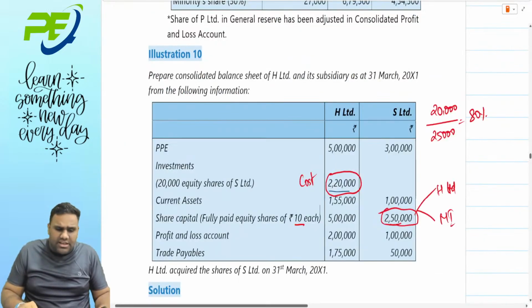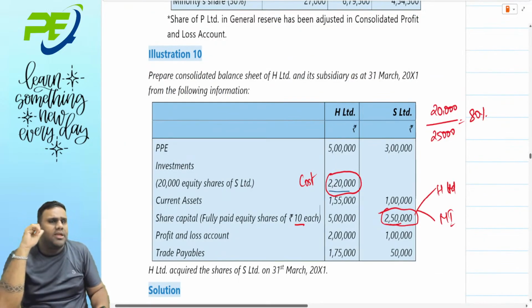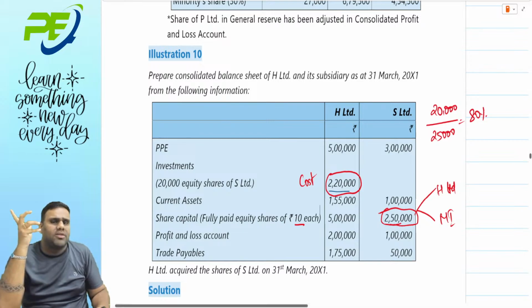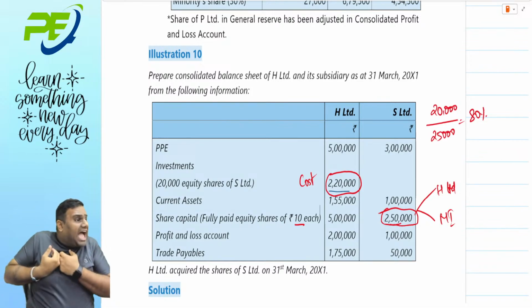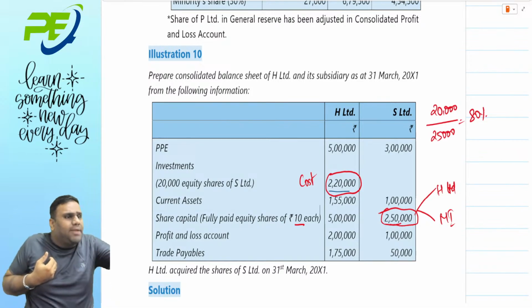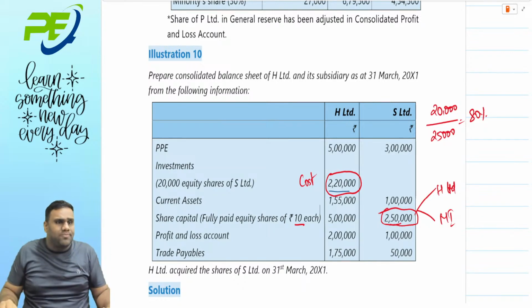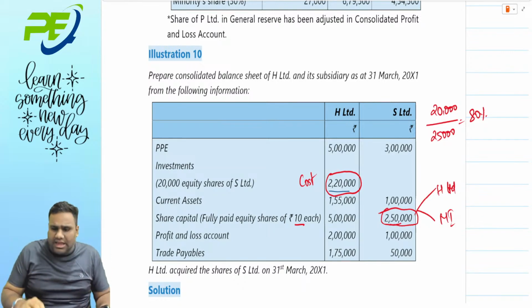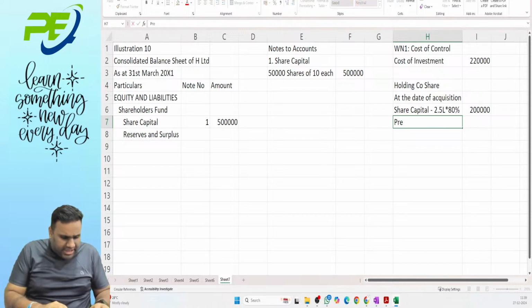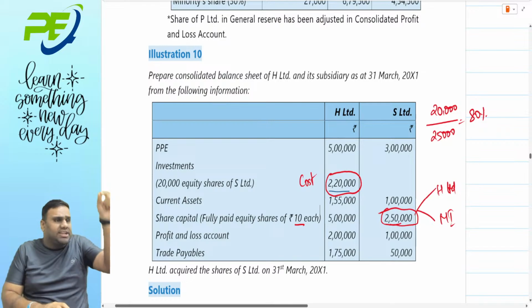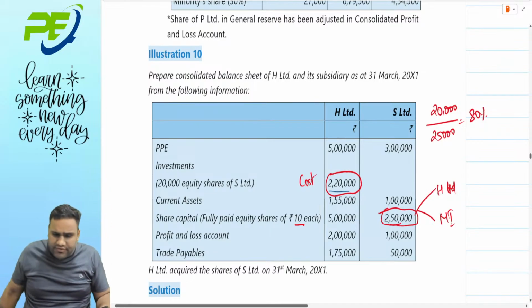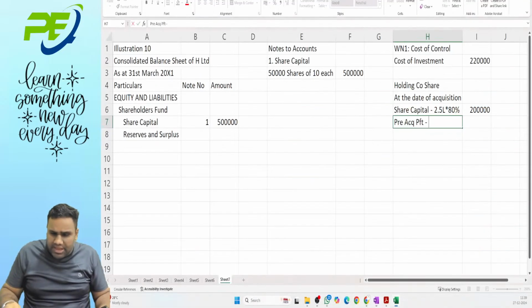Then reserves and P&L, will it come? We have acquired on the last day of the year, so the entire profit is pre-acquisition. As per AS 13, pre-acquisition profit should be reduced from the cost of investment. So pre-acquisition profit is 1 lakh.